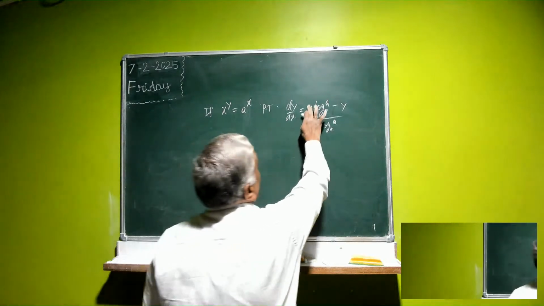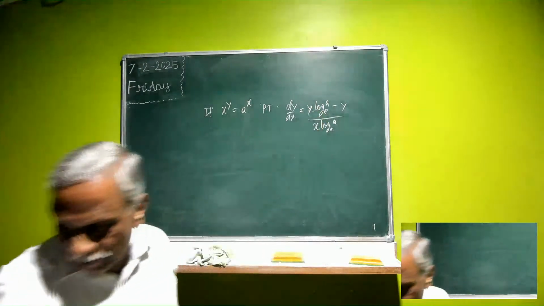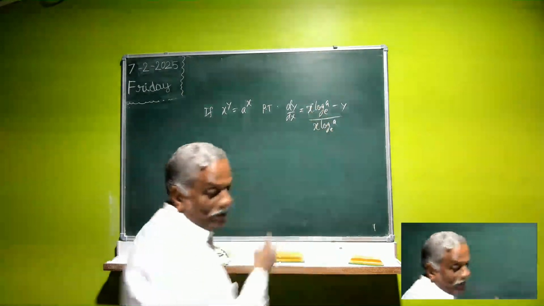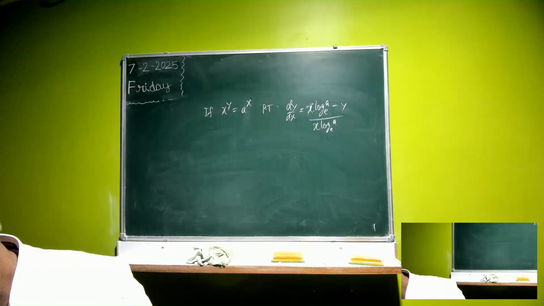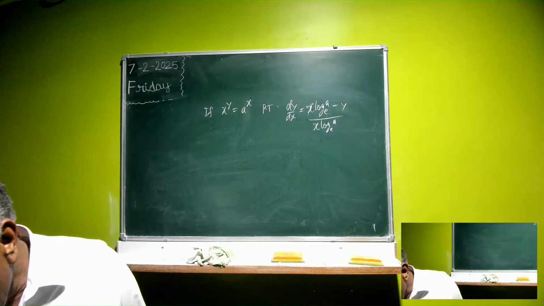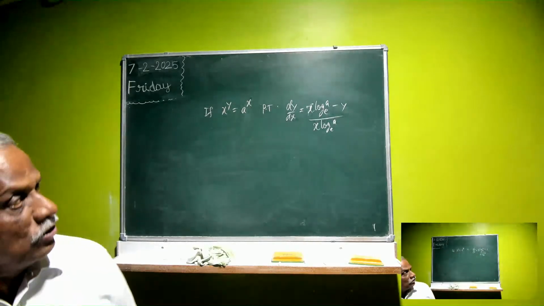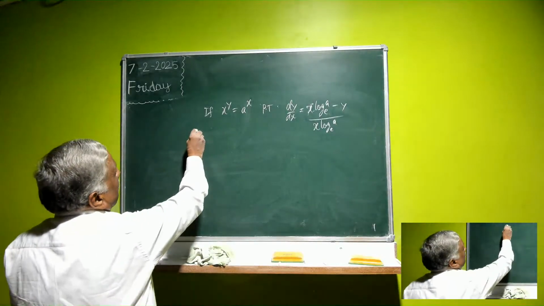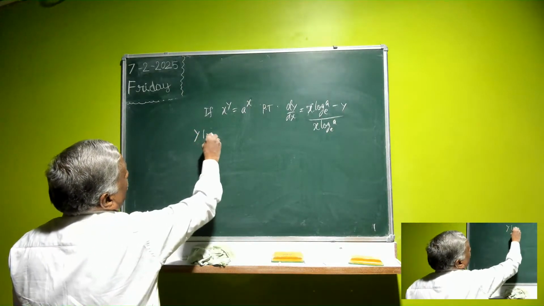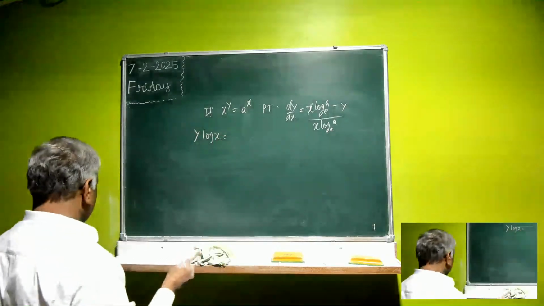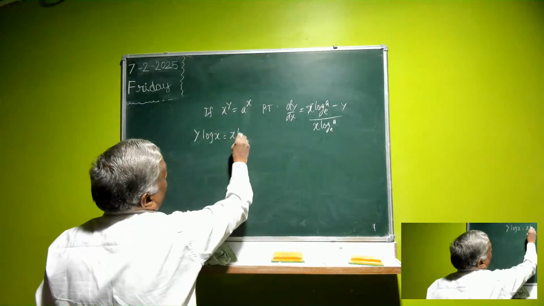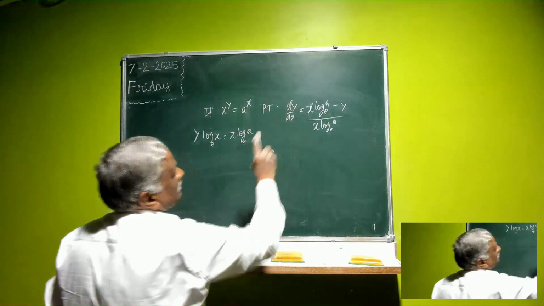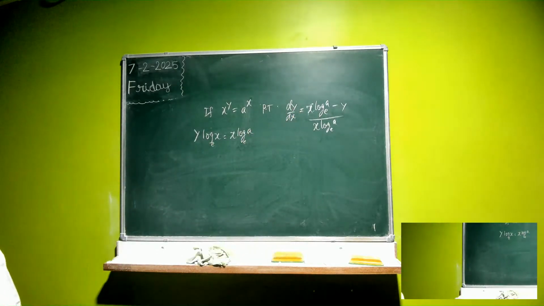Oh, I'm sorry, this is y log e, not x. Y log a to base e, x only. I'm sorry, x log a to base e minus y by x log a to base e. Now we are going to apply logarithm. Y log x is equal to x log a. You have to take base e because the problem answer has got e.